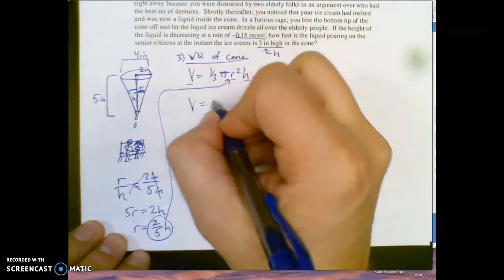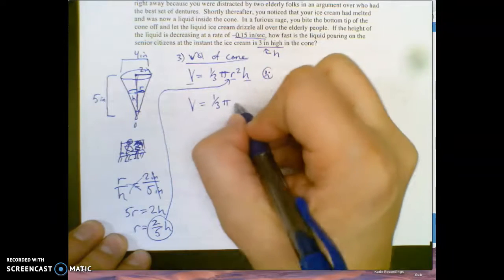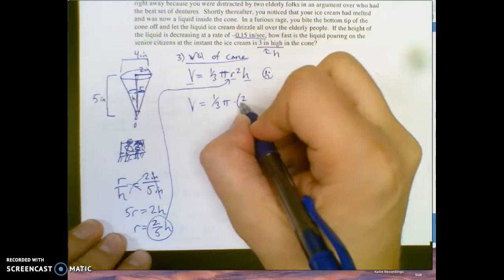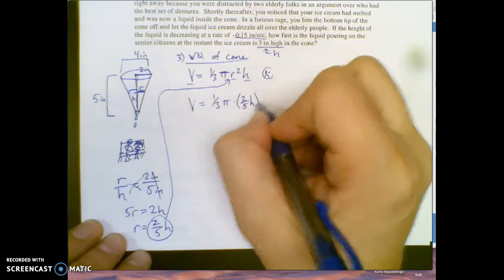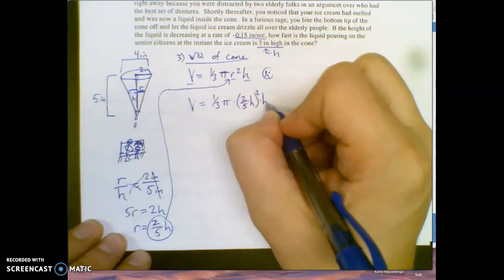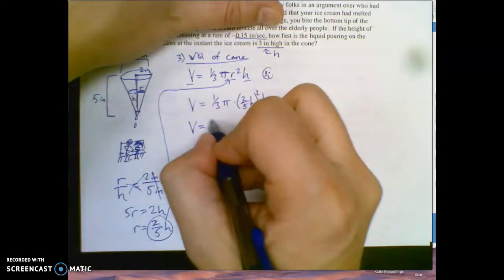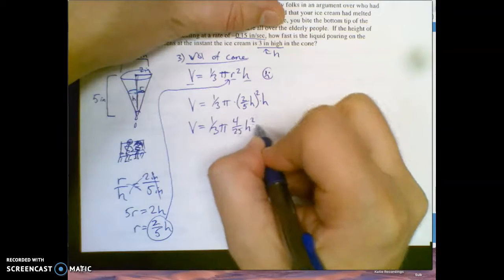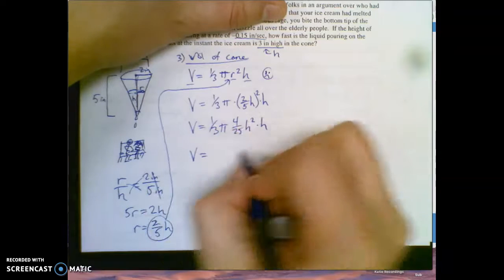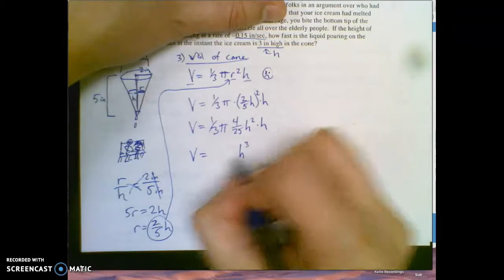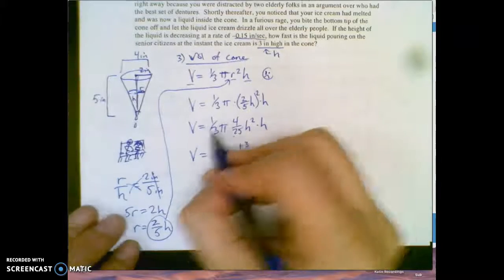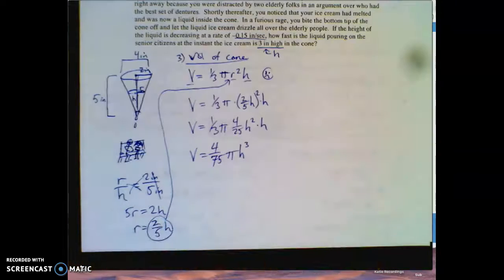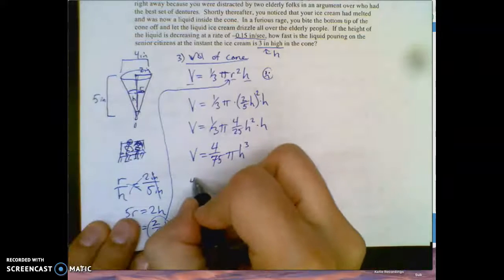So here, you're going to sub that in for r. So you're going to say v equals 1/3 times pi times radius, which is 2/5 h, that's squared, times h. So now it's just some math here, right? When I square that, I get 4 over 25 h squared. And in the end, I'll have an h cubed, I'll have a pi, then top times top, bottom times bottom, you get 4 over 75. Now I have it down to two variables, so I can finally take the derivative.